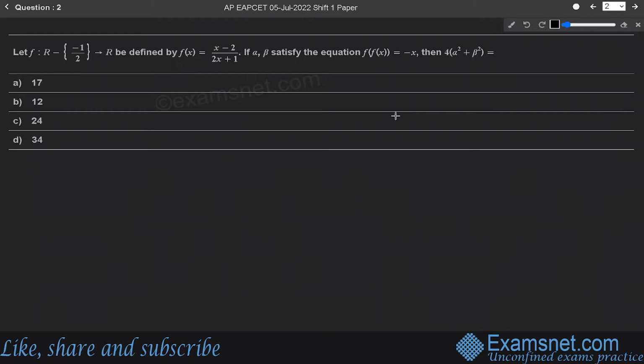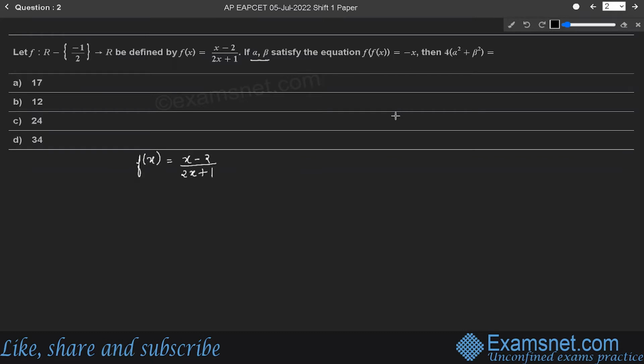Next question is: let function f be such that relation R is minus 1 by 2, and R be defined by a function f of x equal to x minus 2 divided by 2x plus 1. If alpha and beta satisfy the equation f of x is equal to minus x, then 4 into alpha square plus beta square is equal to.